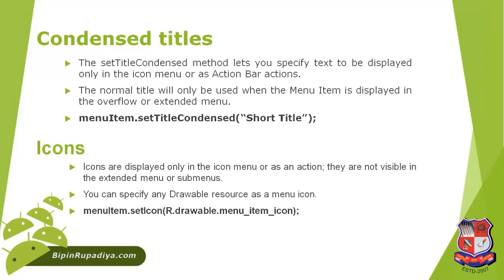So how can you set an icon to any menu item? Again we have a method, menuItem.setIcon, where you need to specify the icon available in your resources. So just see R.drawable.menu_item_icon, that we can specify. The icon will come on the left side and then the text will come. And when you set this item as an action of your action bar, the icon will display as part of that action bar. So that is how you set icons to the menu item.